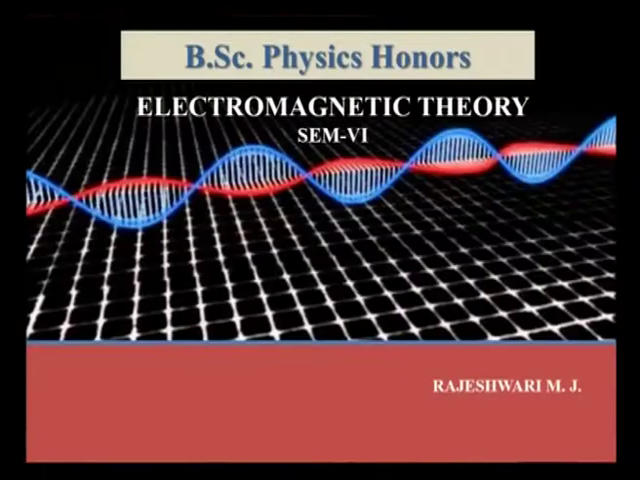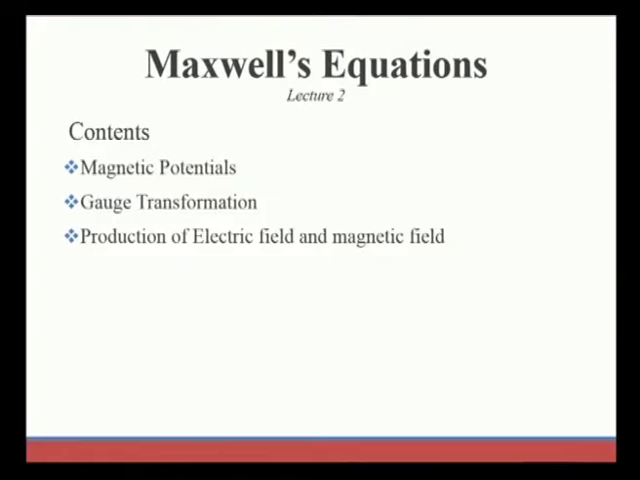Welcome to the UGC lecture series of BSc Physics Honours. Today we are dealing with the subject electromagnetic theory. In this session we are going to deal with some of the topics of the Maxwell's equation section, that is, the magnetic potential. So the contents are magnetic potentials, which have two types, that is scalar potential as well as vector potential.